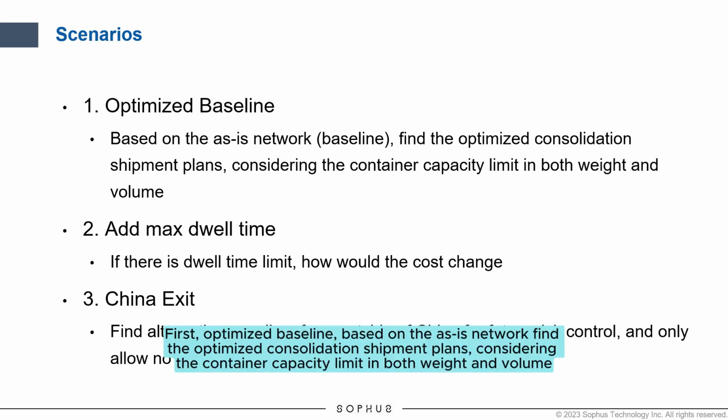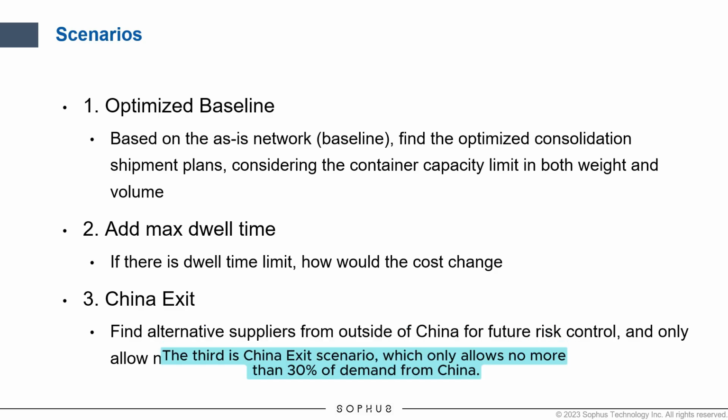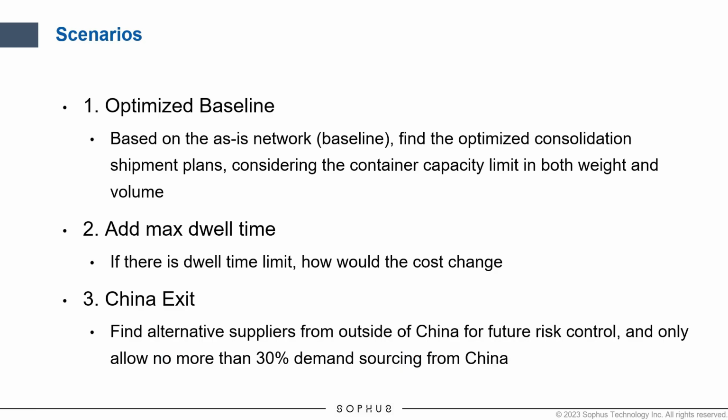First, optimize baseline, based on the as-is network. Find the optimized consolidation shipment plans, considering the container capacity limit in both weight and volume. Second, add max dwell time at port, having a trade-off between inventory holding cost and shipping cost, to find potential business opportunities. The third is the China exit scenario, which only allows no more than 30% of demand from China.